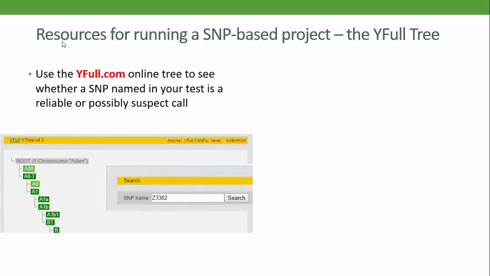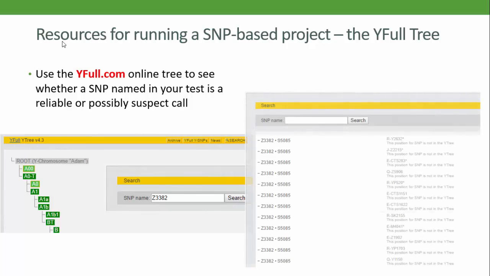This is another SNP, Z3382, which I've chosen at random, and we search on this, we get a very different looking result. This is much less consistent because this SNP is now occurring in many different positions on the tree, all of them in different haplogroups. And in fact, what we see here is just the beginning as this continues off down the page. This looks very suspicious.